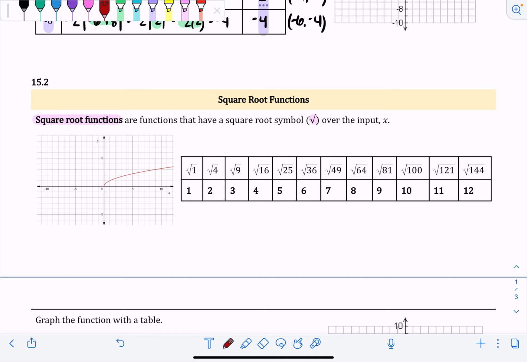So they look kind of like half of a parabola. If you don't remember, a parabola is shaped like this. So square root functions look like half of that, turned sideways. So starting from here, going up like that.